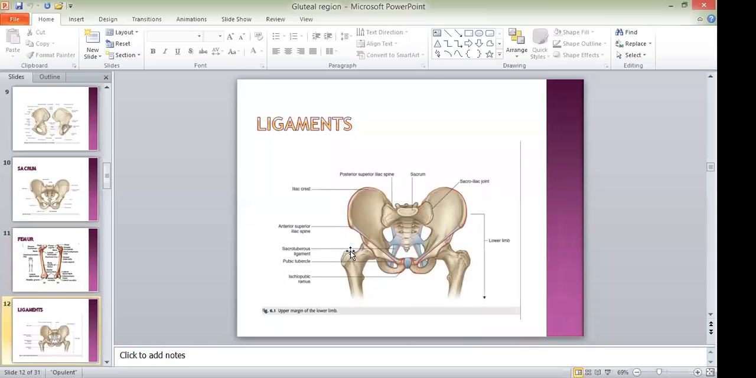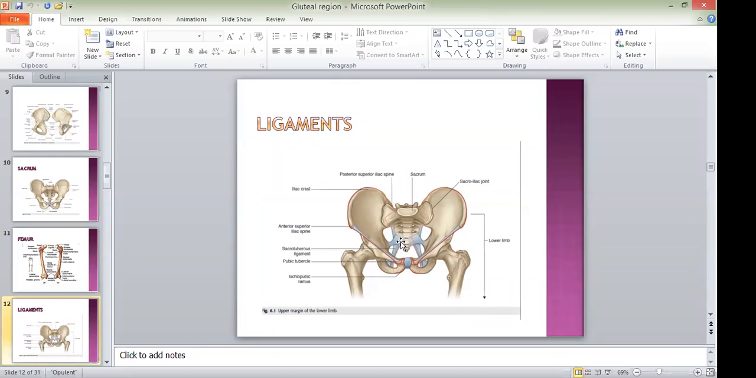We have a lot of ligaments in the gluteal region. The most important here is the inguinal ligament. The inguinal ligament originates from the anterior superior iliac spine and is inserted here into the pubic tubercle. Okay, this ligament is both anatomically and surgically very important.